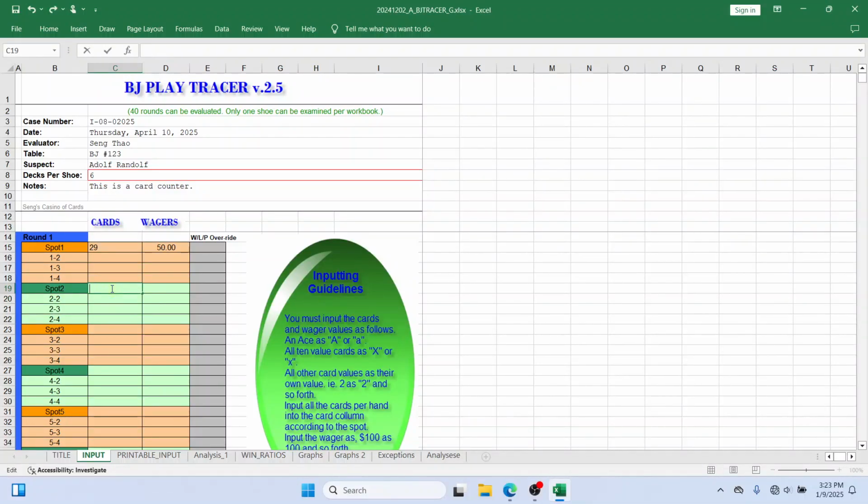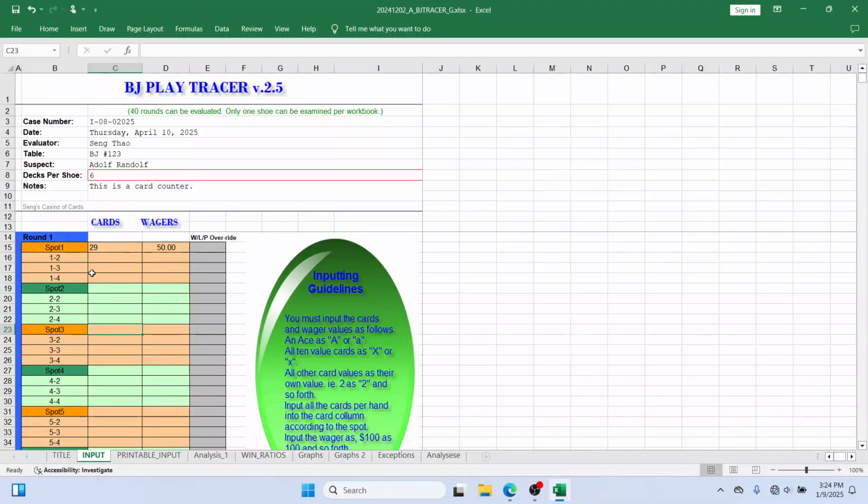Okay, if spot 3 here received the initial value of a 4 and a 7, and they take a hit card, we'll put in, let's say, an 8. And they stop there. So this is the format on how you should input the different types of cards that each player gets. Now this is for round number 1 here.